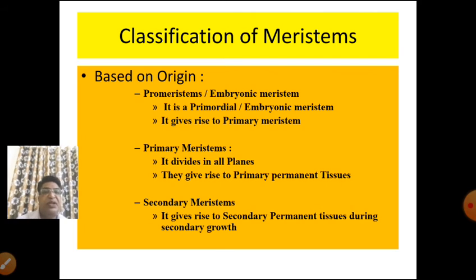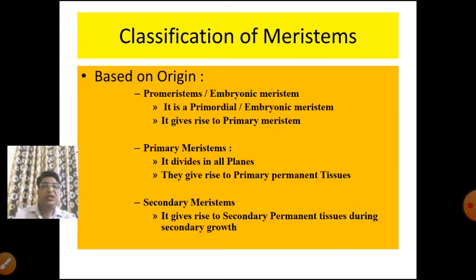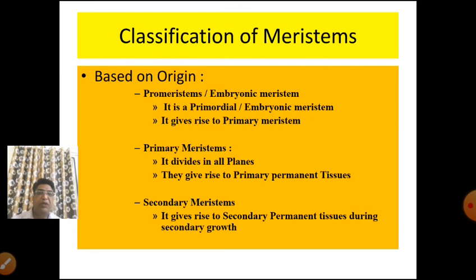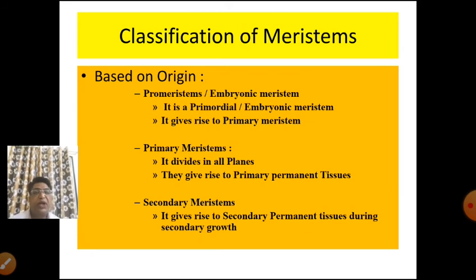Next classification is based upon origin. In origin, the first type is promeristems or embryonic meristems. So these meristems are present right from the embryo stage of the plant. They give rise to primary meristems. In embryonic stage, all the cells which are present in an embryo act as meristems, and these are called as embryonic meristems. Second type, primary meristems.